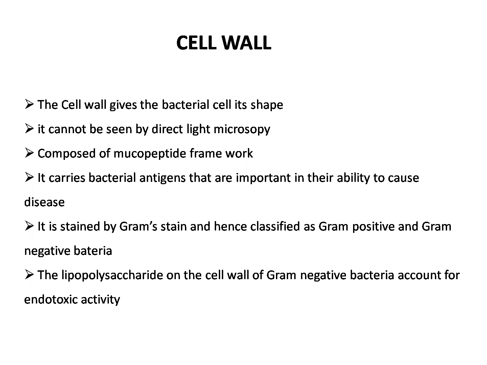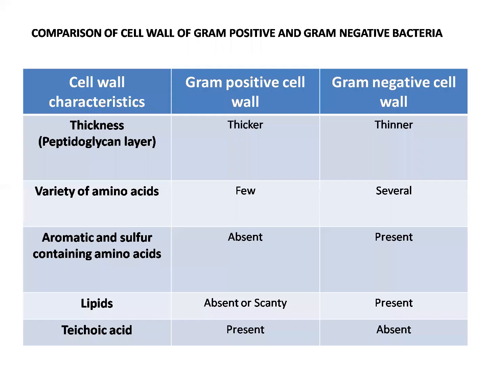The lipopolysaccharide on the cell wall of gram negative bacteria accounts for endotoxic activity. Please keep these things in mind. Now you need to know the difference between the gram positive cell wall and the gram negative cell wall. It very often comes in your theory examination. So please keep this in mind. Go through the slide. This chart is also given in your books. You have to remember this whole table as a whole since it comes in your questions.